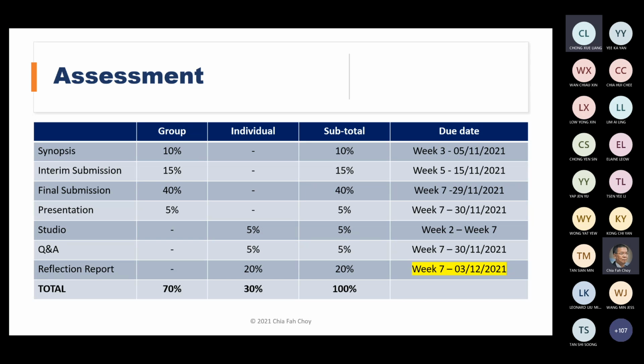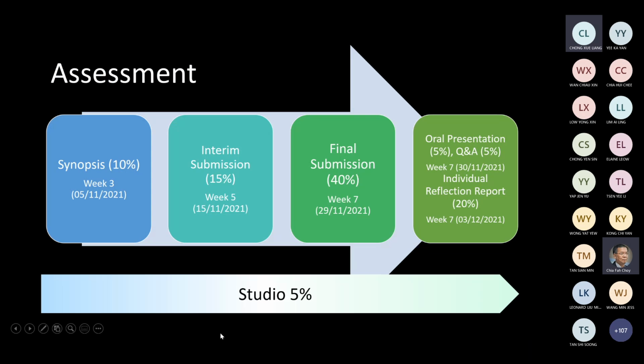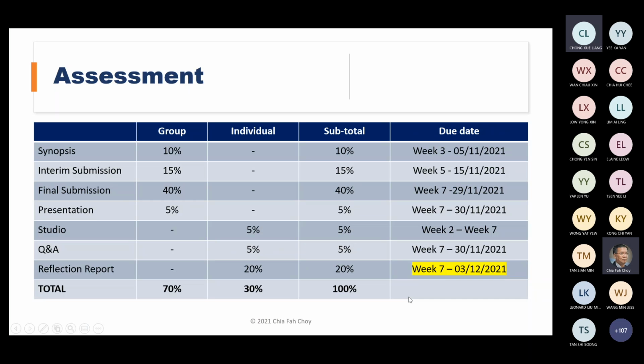Now this is a summary. The earlier slide was for you to see the different components. On the next slide, I try to present it in such a way that there's a group and an individual part, for you to have a better view of the percentage. To be exact, the group is 71% and the individual is 29%.